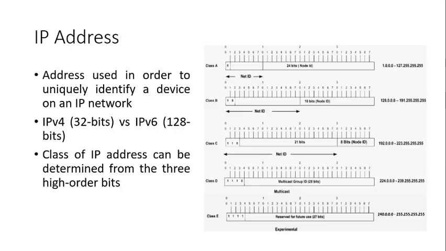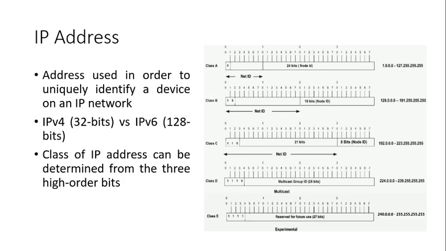Firstly, we need to understand what is an IP address. An IP address is a logical address assigned to a device which is connected to a network or a portion of a network. It is used in order to uniquely identify a device which is connected on an IP network. This IP address can vary as you connect yourself to another network. So this is basically a logical address which represents your identity uniquely whenever you connect to a network.